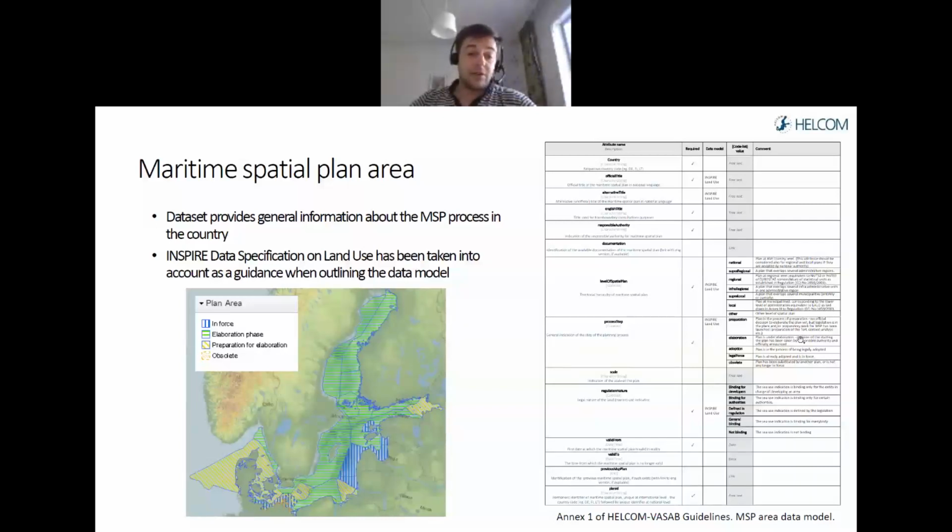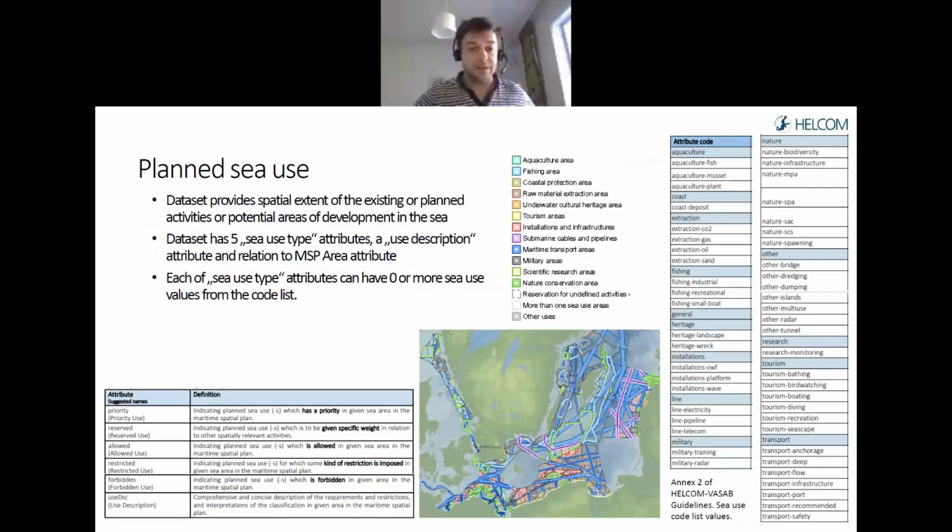It's actually based on the Inspire land use specifications. This is quite important to note, and it works very nicely because, as you can see, the attribute names are quite generic. There are few attributes because we have several countries, so it's important to be generic to be sure that it can work for all of the countries. As you can see on the map, on the small legend, there are 4 types: enforce, elaboration phase, preparation for elaboration, and the obsolete, which is the last one.